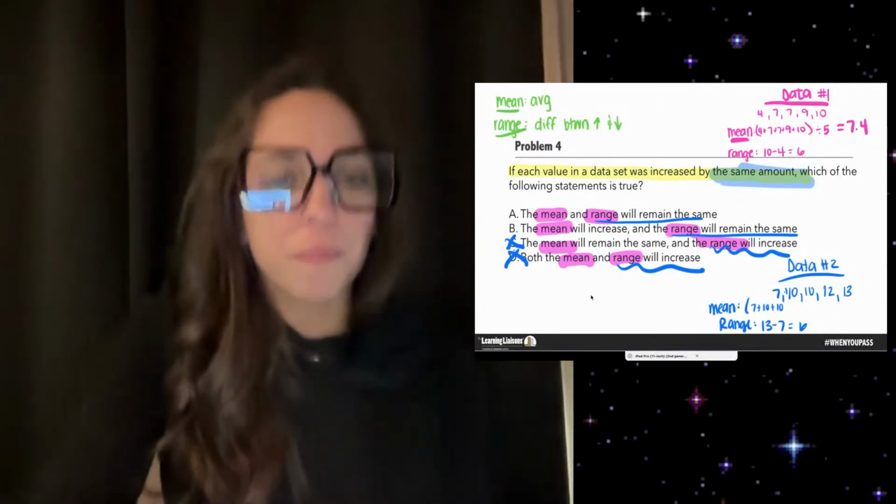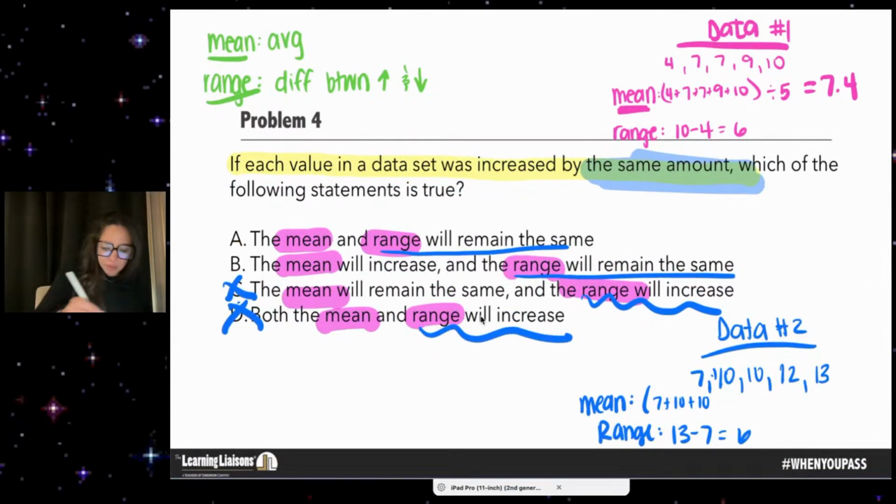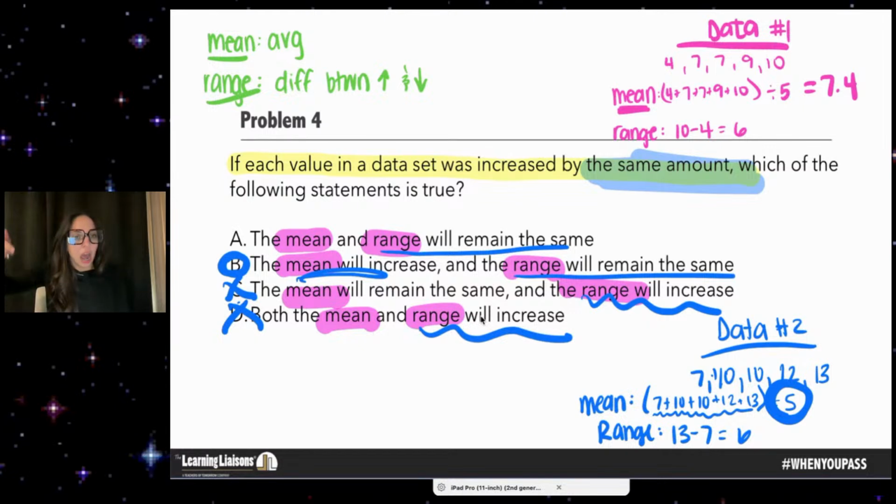All right, so what do you notice? 7 plus 10 plus 10 plus 12 plus 13 still divided by 5 because I still only have 5 data pieces in this data set. So naturally, what's going to happen? Naturally, the mean is going to increase because my values in my data set are increasing, but I still have the same number of data pieces.